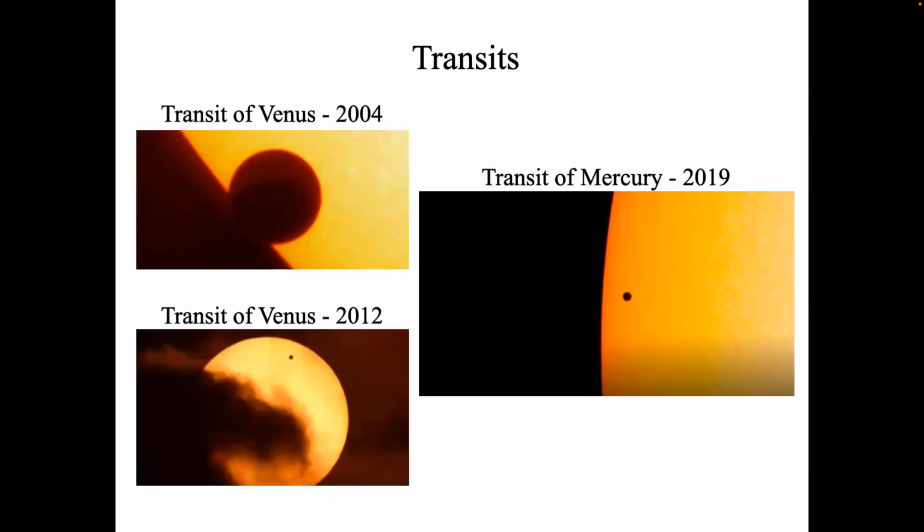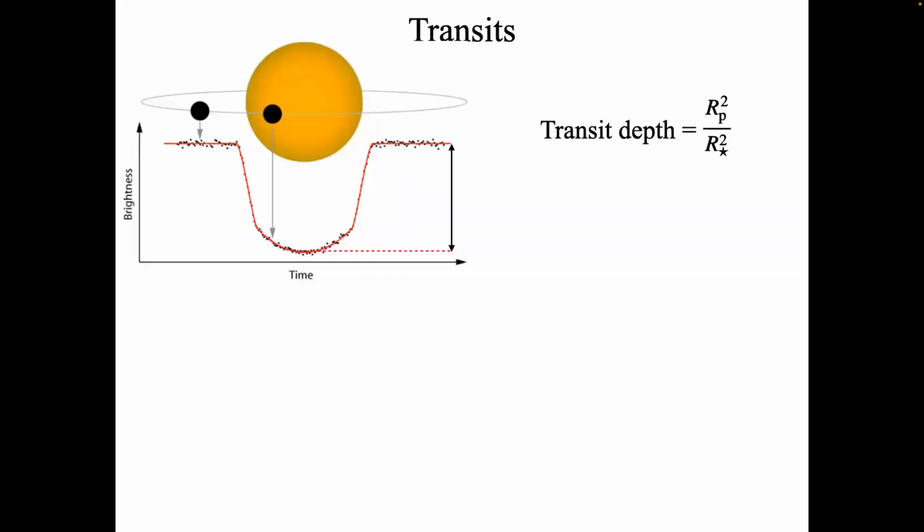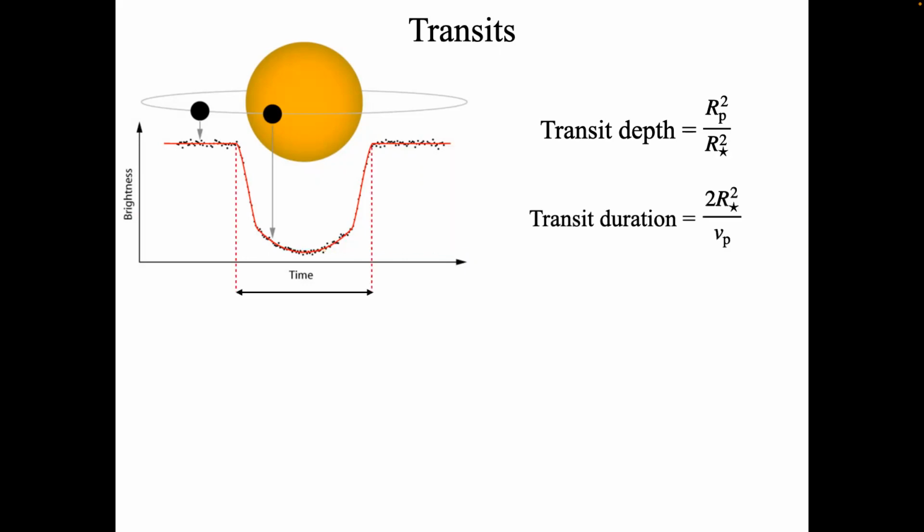And this phenomenon is very similar to what we observed several years ago when there was the transit of Venus in front of the disk of our sun. So if you observe a transit, you can easily measure the transit depth, so you can have a measure of the radius of the planet. You can measure the duration of the transit, so you can measure the velocity of the planet, and so the semi-major axis of the orbit, the distance from its parent star.